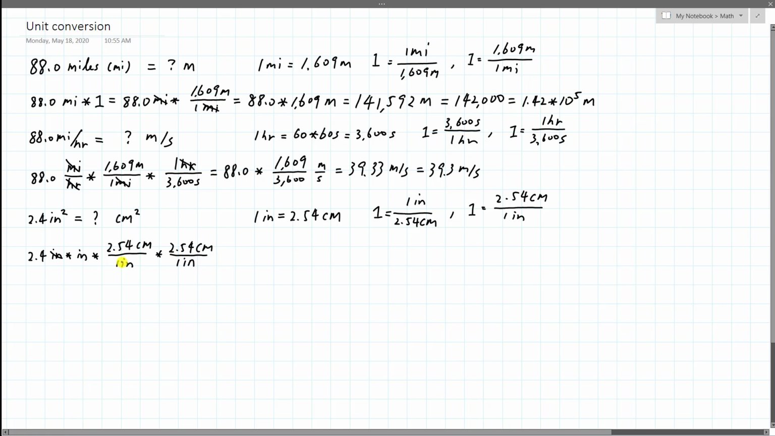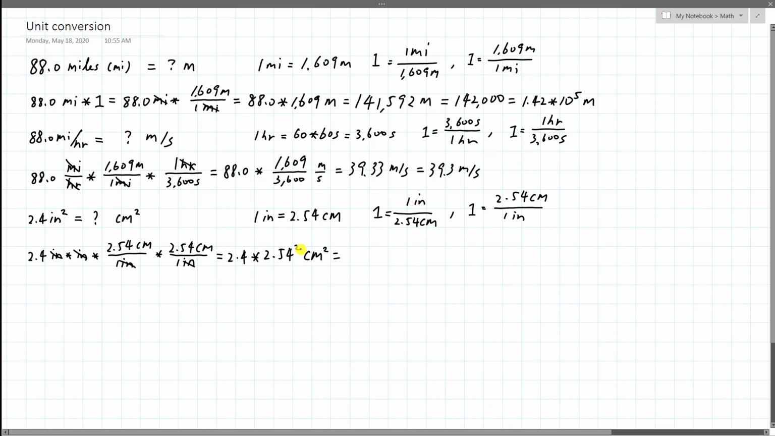I can start dividing out the inches, inches, inches. So I have actually square centimeters. That's a good catch. Now I have 2.54 squared and also centimeters squared. So, well, you can raise your hand, I won't see it, if you thought you only needed the 2.54 one time. I'm pretty sure some of you may have thought about that.